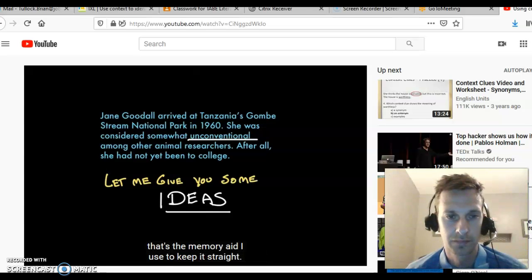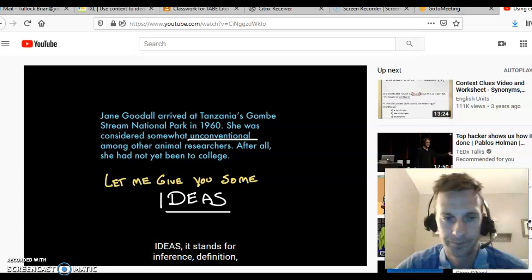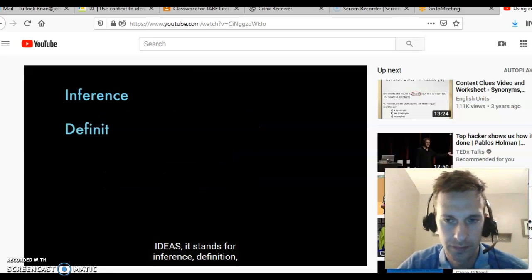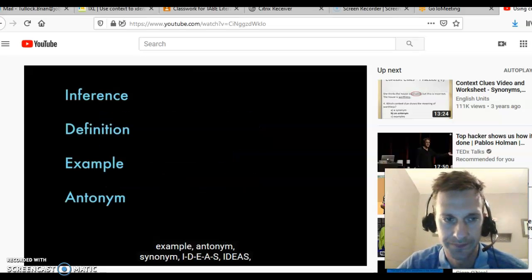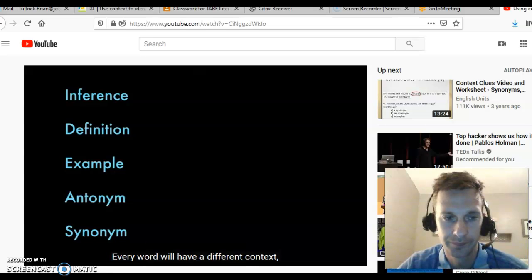Well, let me give you some ideas. That's the memory aid I use to keep it straight. IDEAS stands for inference, definition, example, antonym, synonym. Which are all different kinds of context clues. Every word will have a different context, so you might need to vary your approach. The way this snippet is written, let's try inference first. Then I'll rewrite the sentence a few times to show you the other methods.